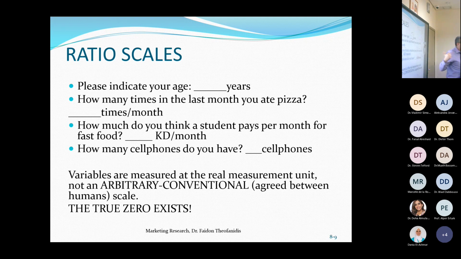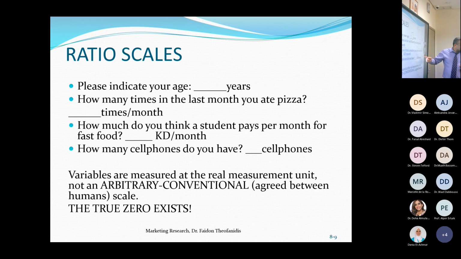Is this interval? No. I ruined the equality of distances. I changed the group size. So what is it? The one before interval. Congratulations, Mr. Suma. Ordinal. Because you are ranking. You will be able to identify who is older and who is younger, but you will not be able to identify accurately the difference between them.